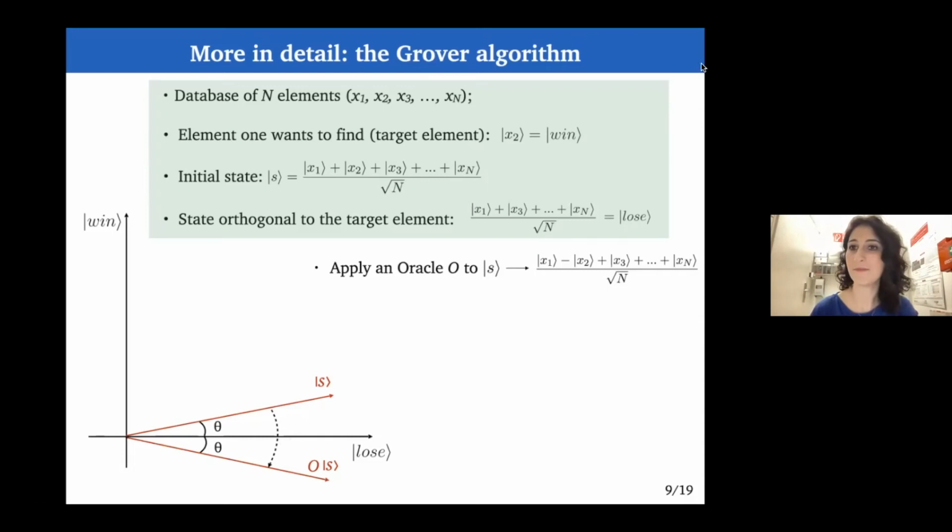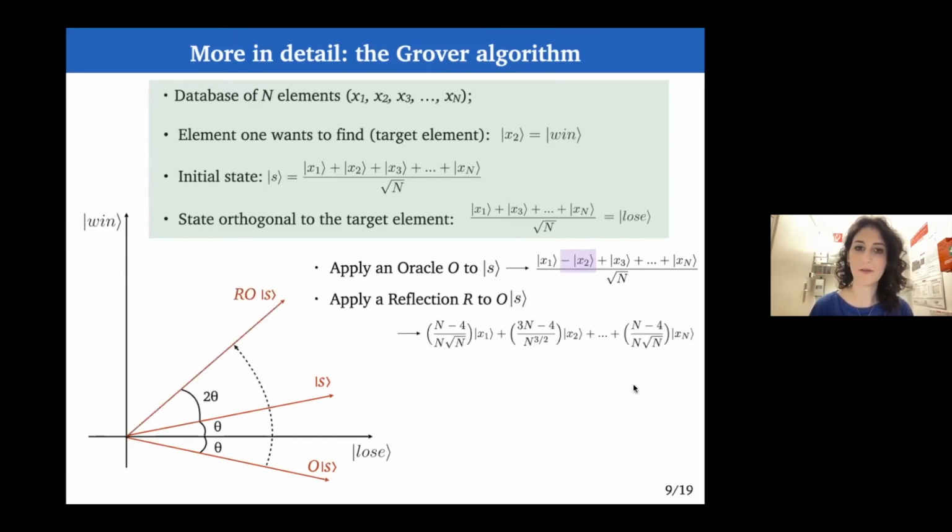Mathematically, you need to do the calculations, but I wrote it down here, so this is the outcome. The initial state, all the elements stay the same, except for the element x2, which gets a minus sign. So the oracle basically has the task of identifying the target element, and this identification occurs by changing the sign of the target element x2. All right, so this is the first step. The second step is now applying what is called a reflection.